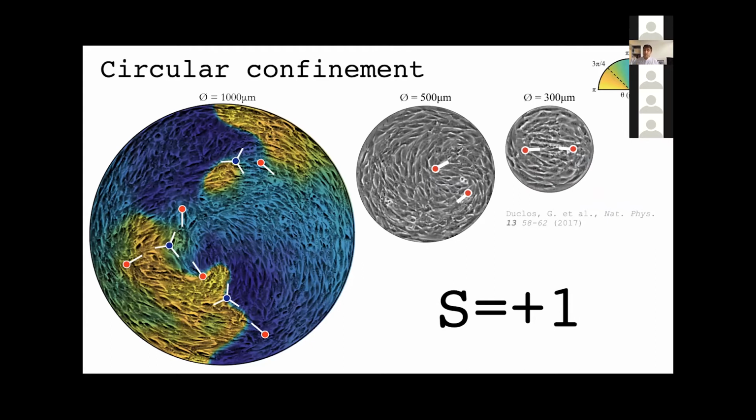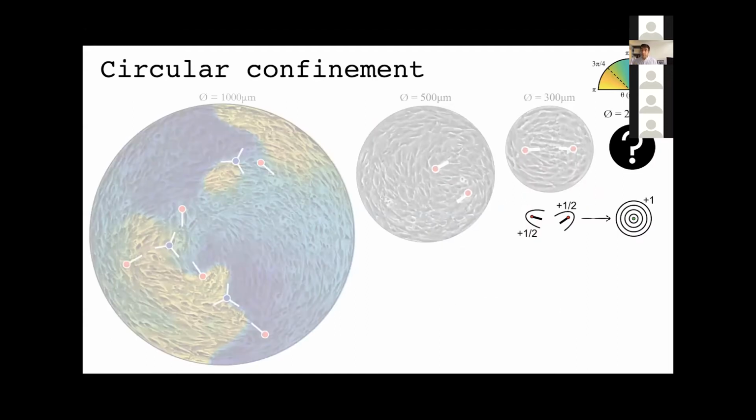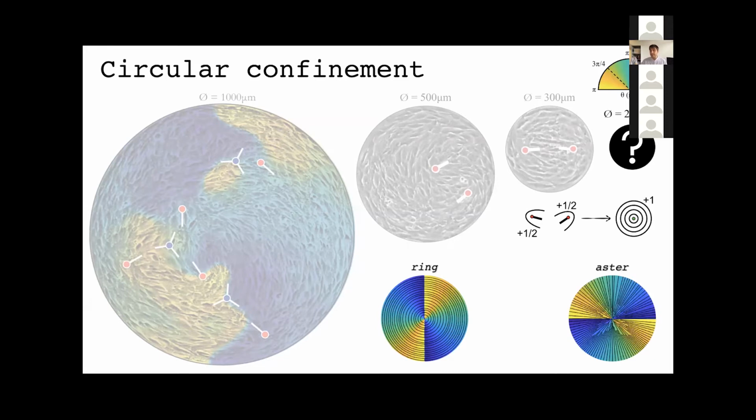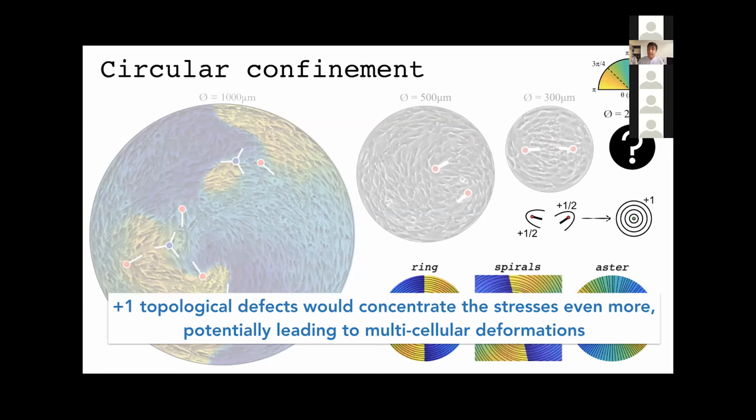Now, if you reduce further, you can even organize those 2 defects into an alignment. And the question that Pao asked was whether, if we confine even more, can we fuse these 2 defects, which are 1/2, into a +1 defect? And these +1 defects should have the form of a ring or of an aster or any type in between, which will be many cases of spirals. So why would you do that? Well, you would do that because these +1 topological defects should concentrate the stress and potentially will lead to multicellular deformation of these monolayers. And that was the goal of the story.